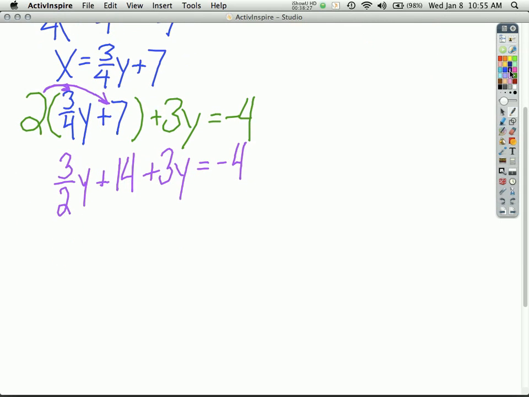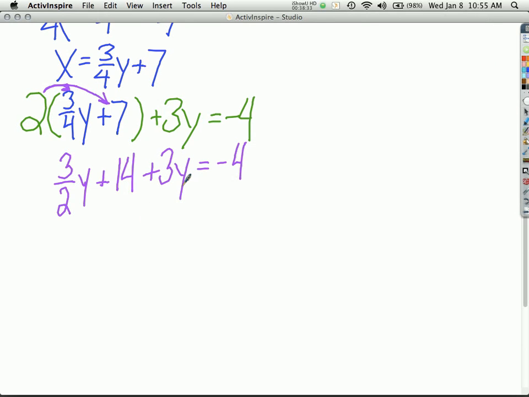So, let's see, 3 halves and 3y. So that's what, 6 halves. That gives us 9 halves y plus 14 equals -4. Only 2 steps left. Subtract 14.